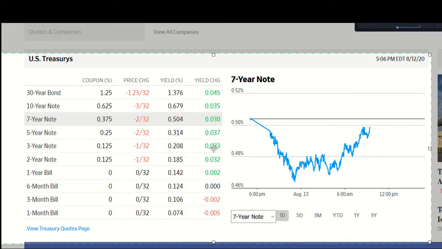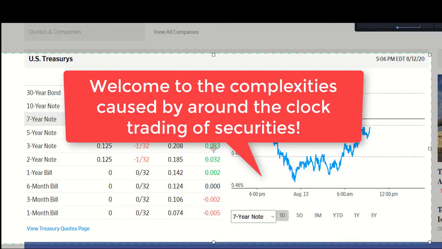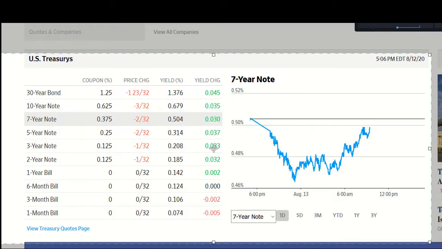Then overnight, there's some action because the markets are open around the world overnight, and there's treasury securities being traded at those times. And so interest rates dropped overnight, and then they kind of settled off early in the morning, and then starting around 6 a.m., they started to come back up a little bit.